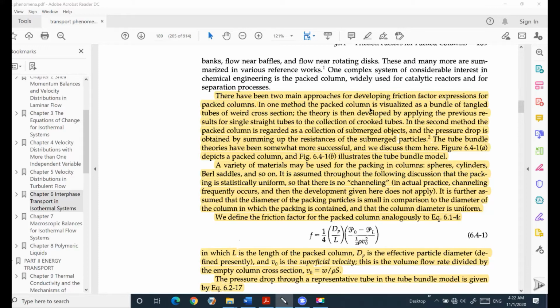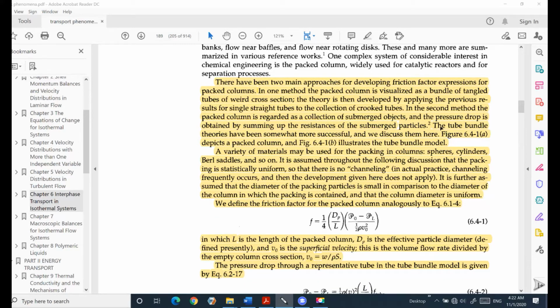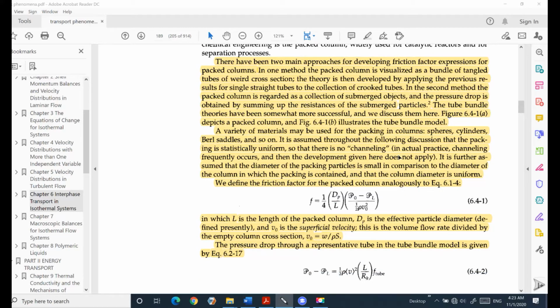The first one visualizes a bundle of tangled tubes with weird cross sections, a collection of these bundles inside your system. The theory is then developed by applying the previous result for single straight tubes to the collection of all these tubes. For the second method, the packed column is regarded as a collection of submerged objects, and the pressure drop is obtained by summing up the resistance of the submerged particles. But the books here use the first approach, the tube bundle theories, which have been somewhat successful. That's why the bundle model is used here.